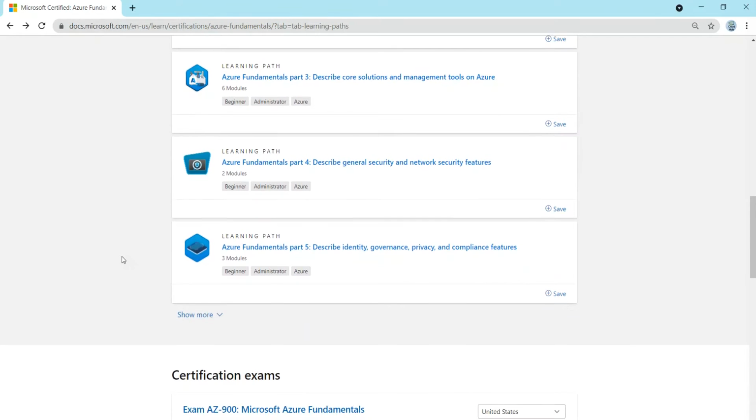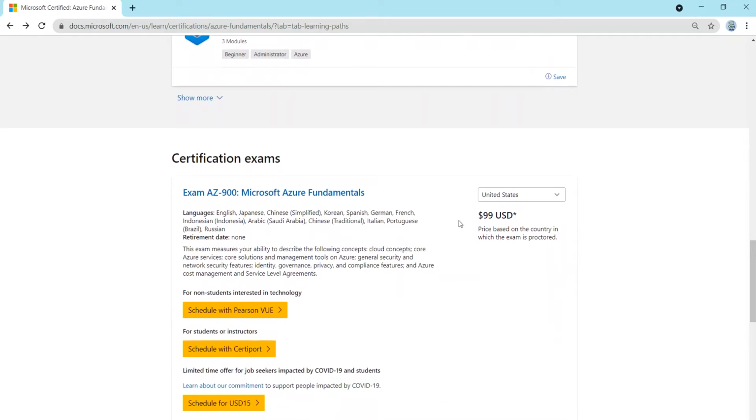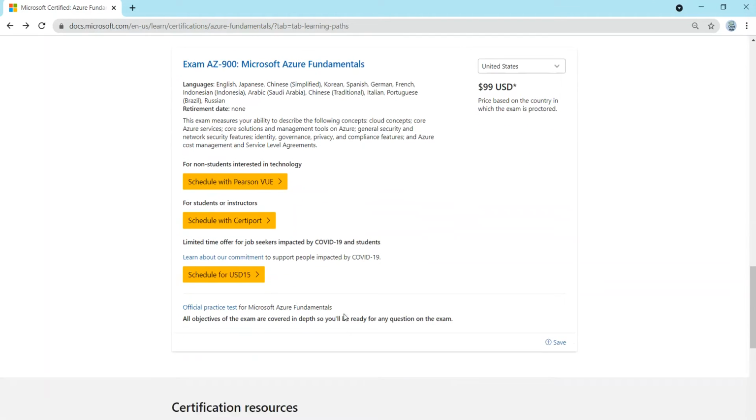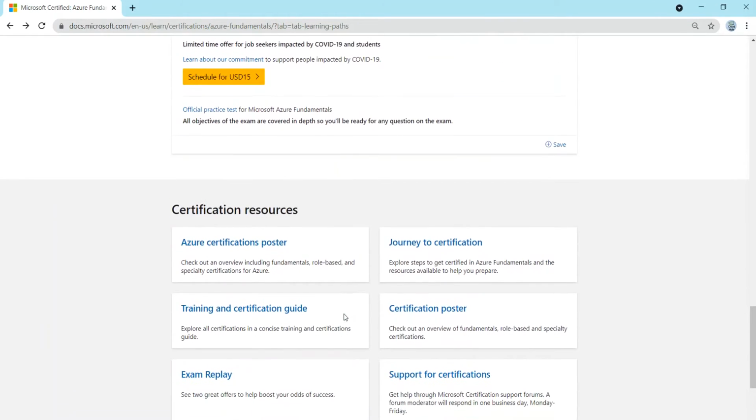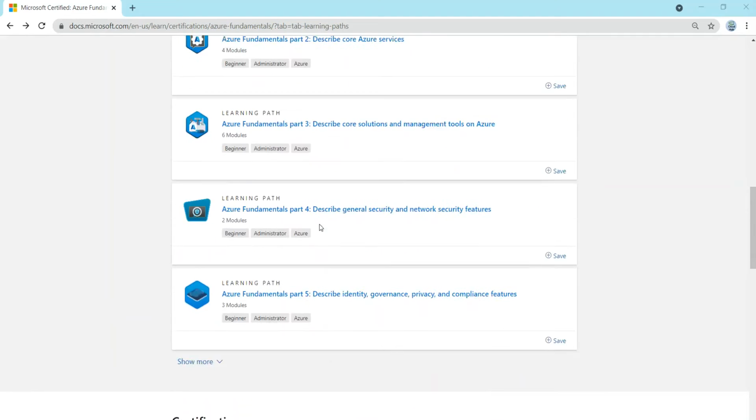Let me come down, and here you can see the certification cost. They charge $99 for taking up the AZ900, and you can schedule your exams with Pearson VUE and schedule with Certiport as well. So let me go back.